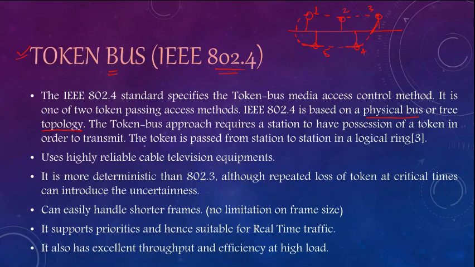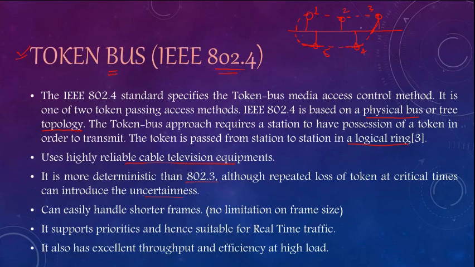The token is passed from station to station in a logical ring manner. It uses highly reliable cable television equipment. It is more deterministic than 802.3, although repeated loss of token at critical times can introduce uncertainty.